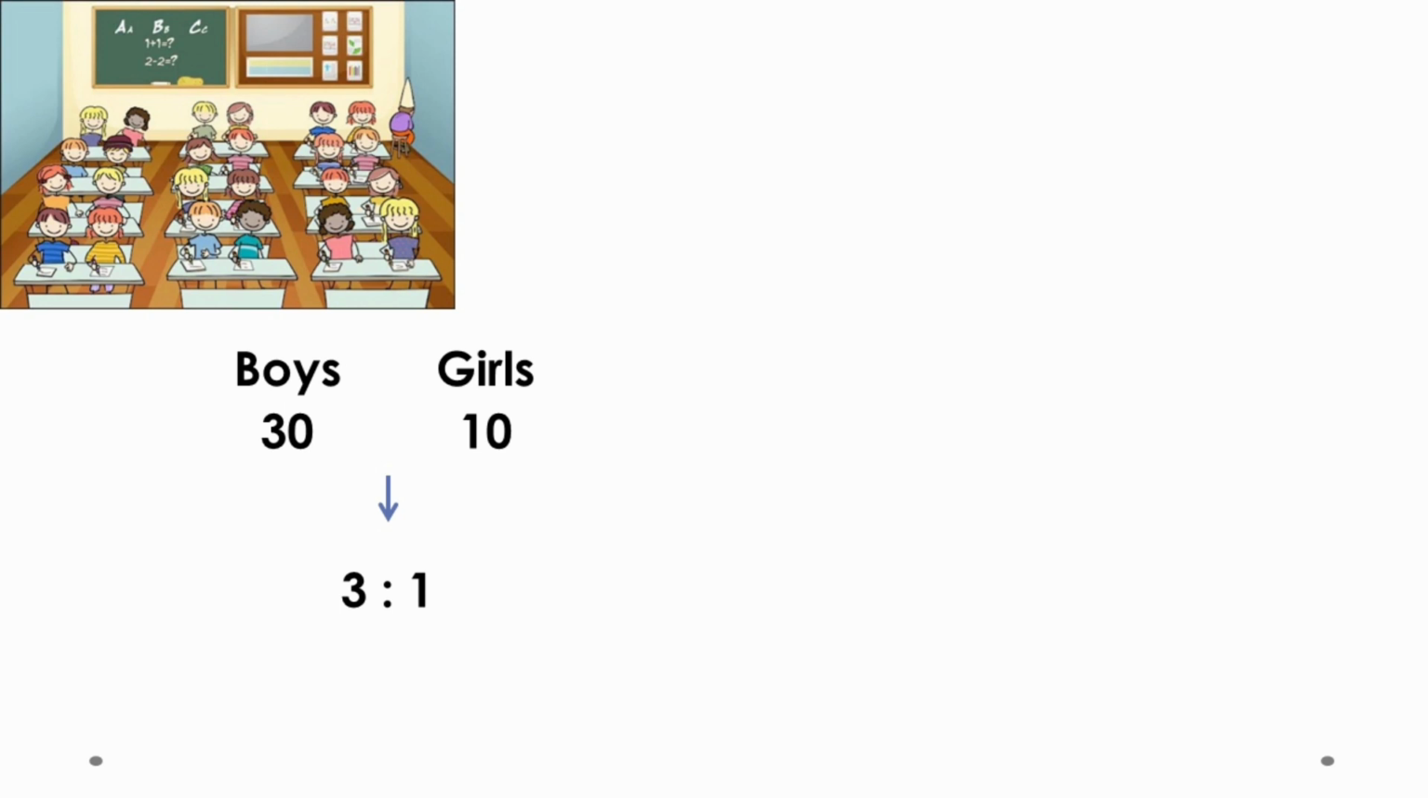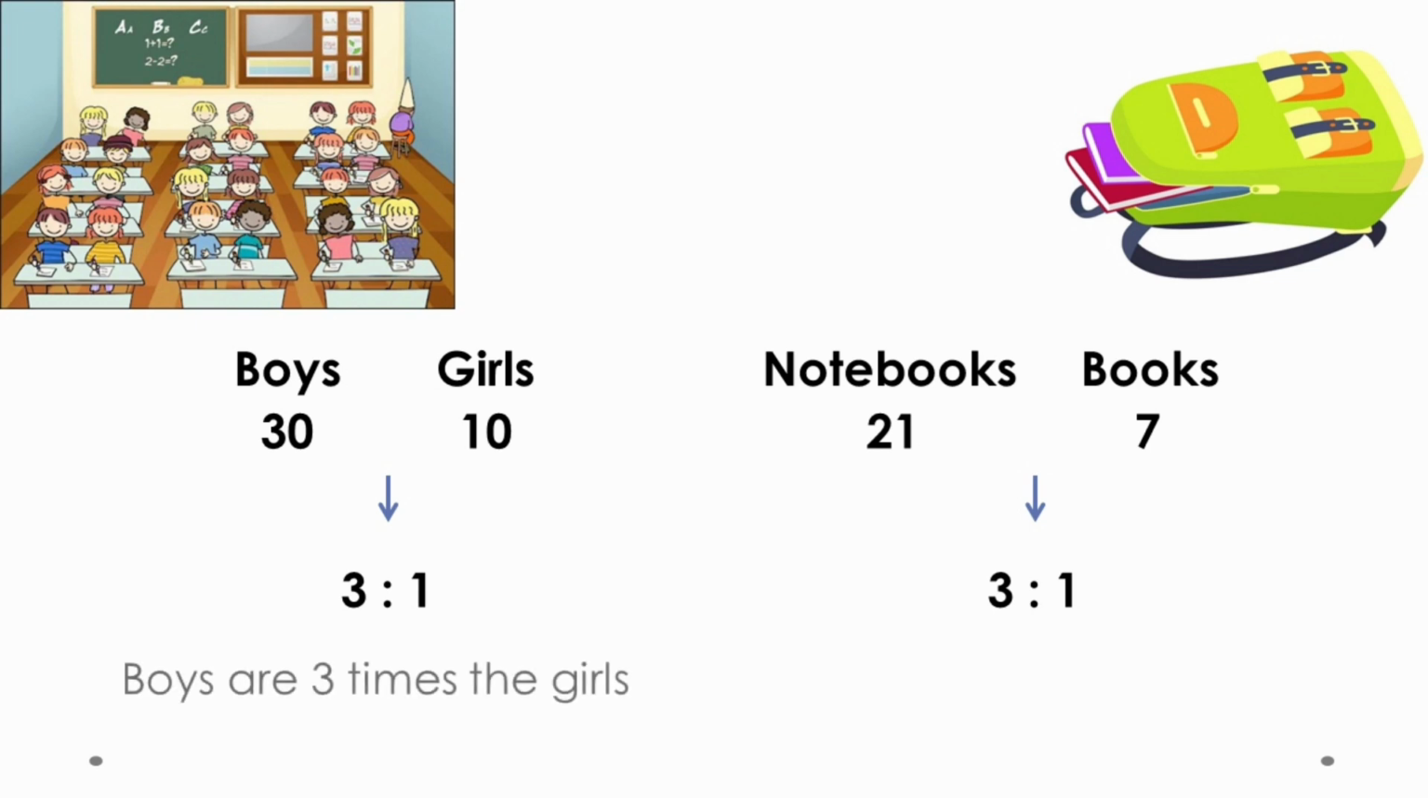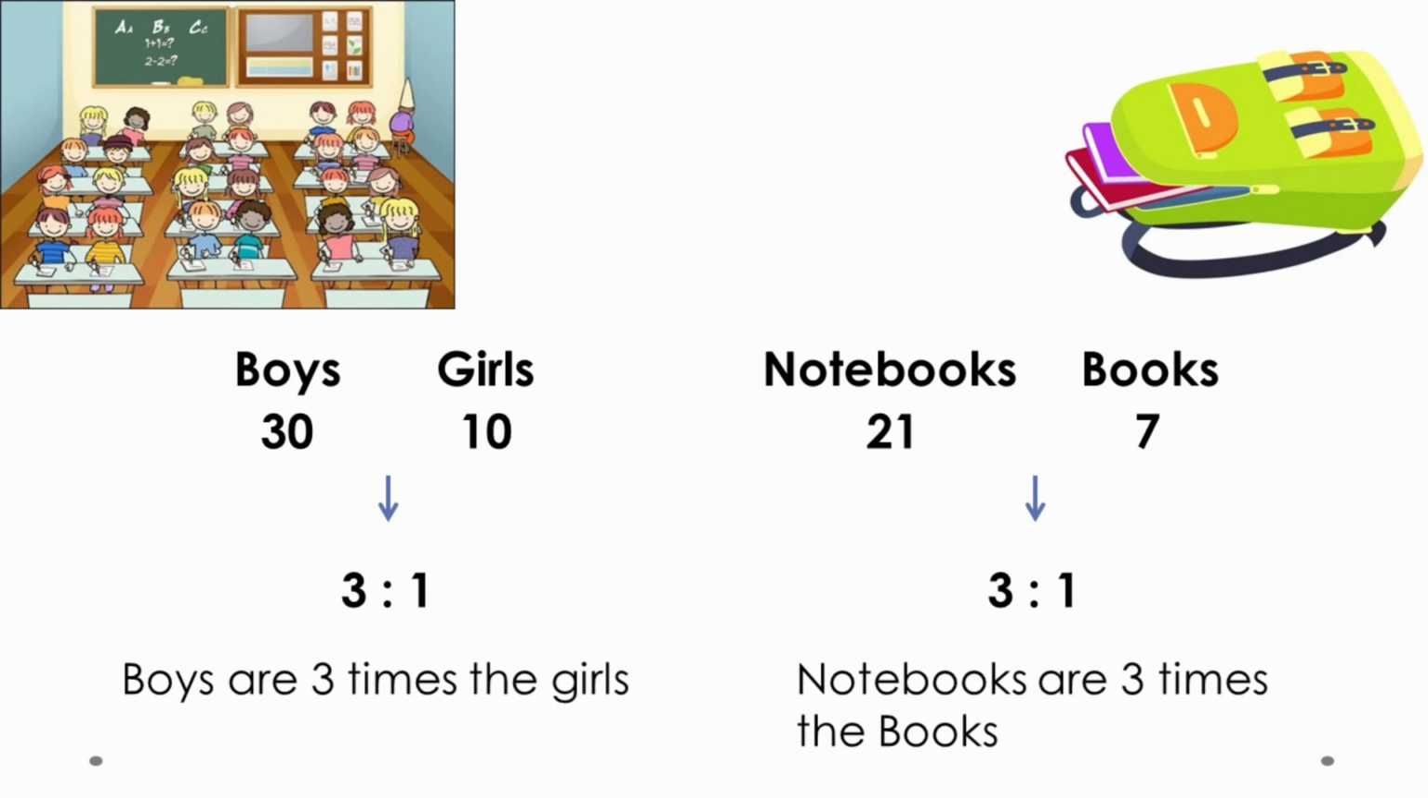He then calculated the ratio of books and notebooks in his bag. There were 21 notebooks and 7 books in the bag. Dividing both numbers by 7, the ratio worked out to be 3 is to 1. He wondered, can the two ratios be same when the numbers are so different? Yes, they can be. The first ratio tells us that the boys are 3 times the girls, and the second one tells us that the notebooks are 3 times the books.